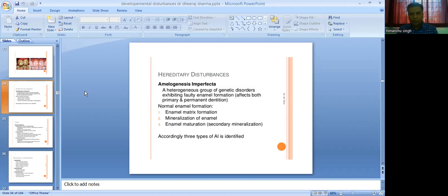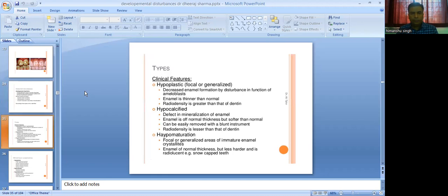Accordingly, three types of amelogenesis imperfecta are identified. First is the hypoplastic type, which is focal or generalized. It is the decreased enamel formation by disturbance in the function of ameloblasts. The enamel is thinner than normal, and the radiodensity is greater than that of the dentin.